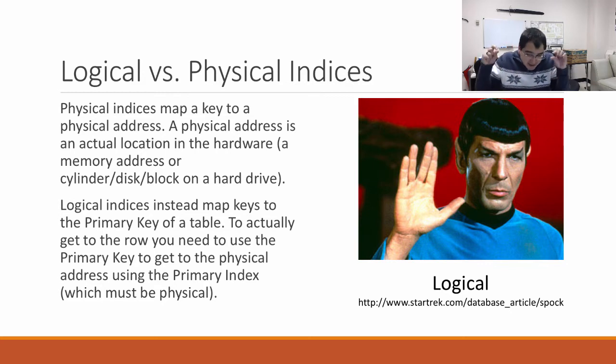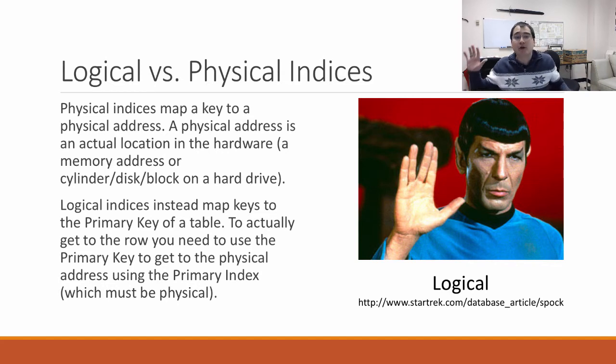And to actually get the row that has the information, you use the primary key to get the physical address using the primary index. So the primary index, by definition, must always be physical, because that's how you get from the primary key to the real data itself.